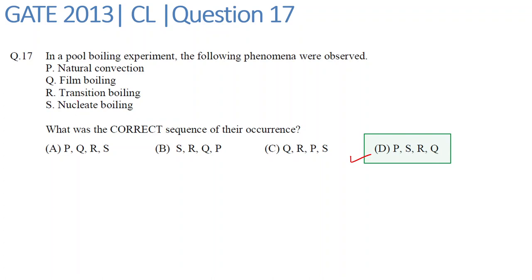That is, initially there will be natural convection, and then we will see small bubbles start forming, that is nucleate boiling. Later on these bubbles will grow in size and keep on coalescing and breaking, so there won't be a stable film of bubbles, and we call it transition boiling. And in the last section a stable film of vapor is formed over the heating source, and we call it film boiling. So that is option D. PSRQ is the correct answer.